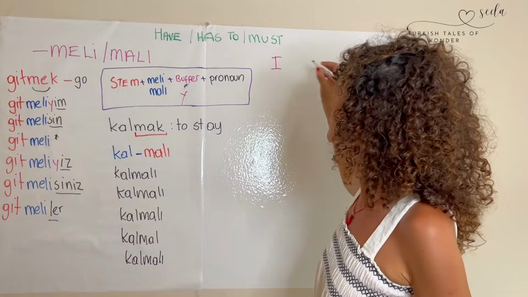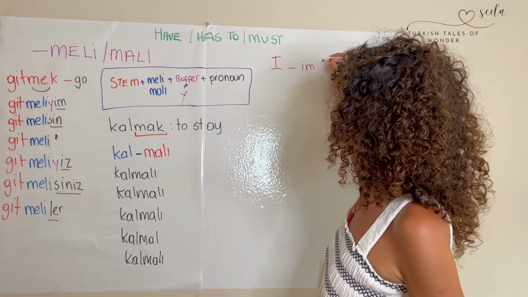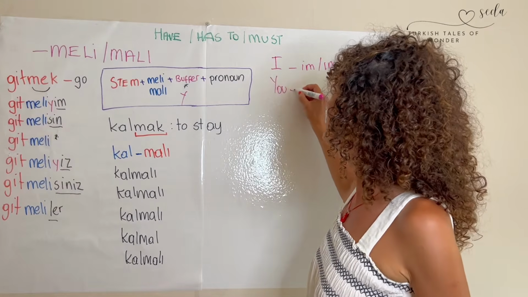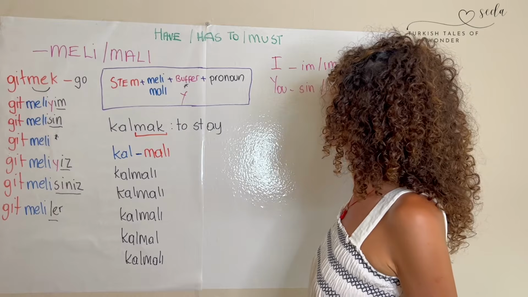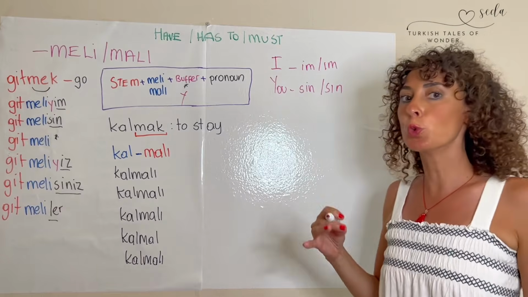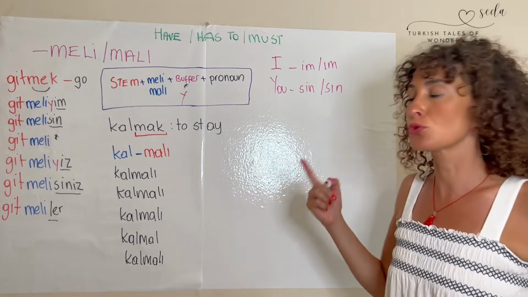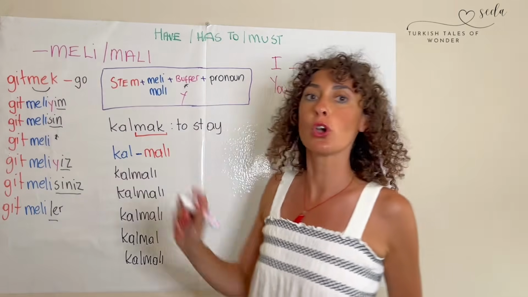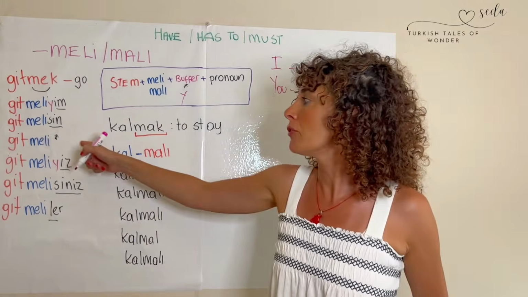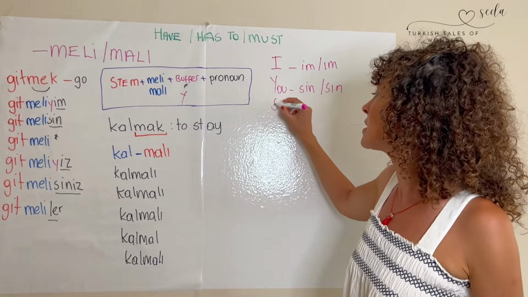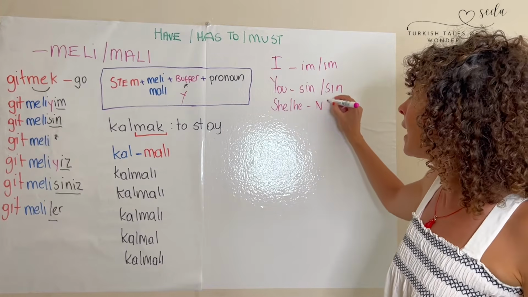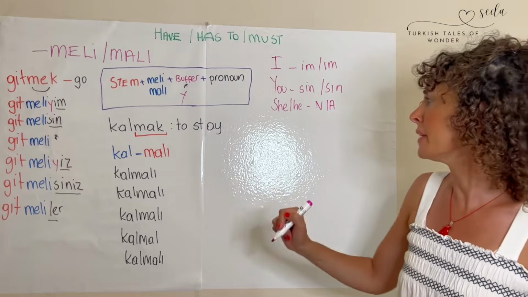For I, im. For you, sin, sın. For this one. And for other ones, for im, sin, sın, sun, sün. But for this, because we have only two versions, we only need two of these. For the third person, she, he, none applicable, nothing, we put nothing.